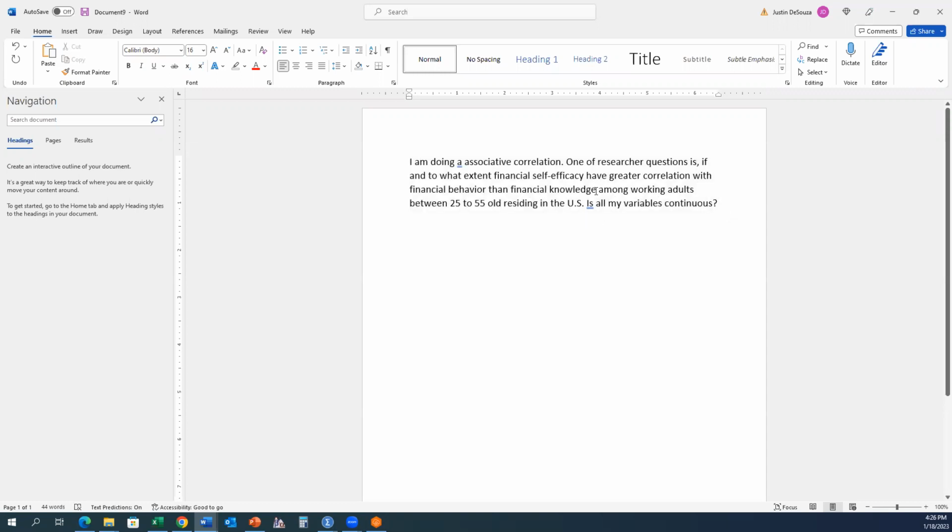It sounds like everything is potentially continuous. It depends on if you're using single items to measure these things. Are you using one item or are you using multiple items? If it's one item, it's potentially ordinal or even nominal. But if you're averaging or summing together multiple items to capture self-efficacy and financial behavior and financial knowledge, then it would be continuous. So it's very specific as to how the survey was built.